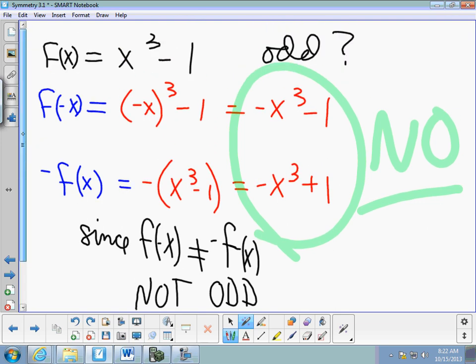Once you get here, if these two things were the same, it's an even function. Are these two guys the same? Is that guy the same as that guy? It's not, because you've got positive x cubed minus 1, and the other one's negative x cubed minus 1. They're not the same. You've got no symmetry.